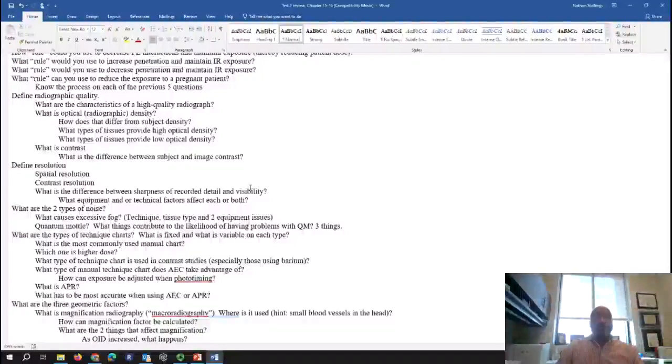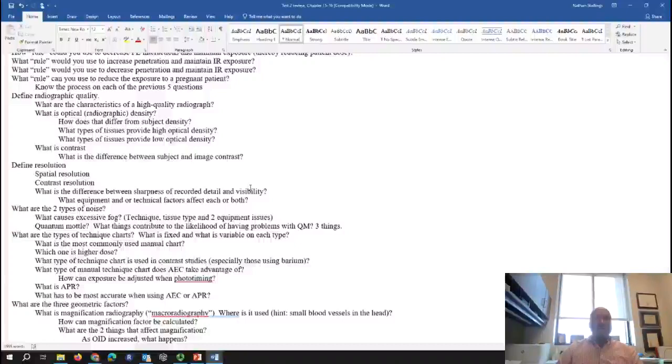So the equipment or technical factors that affect both, we've kind of walked through that. The things that affect your visibility would be your collimation, your KVP, and your scatter cleanup grids, things like that. And the things that affect your sharpness of recorded detail would be your SID, your OID, your focal spot size, blooming of the space charge, timer setting to make sure that you don't have motion artifact, all those sort of things.